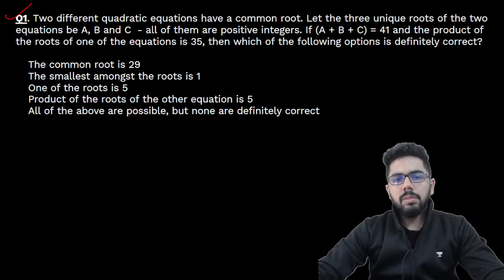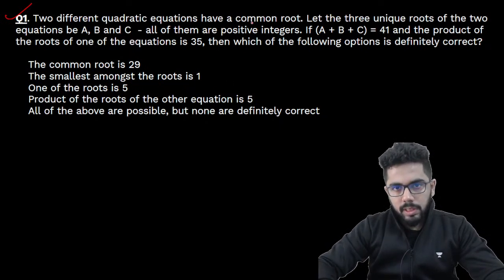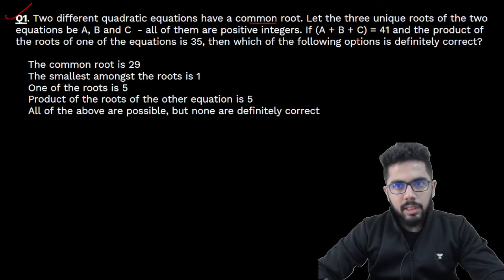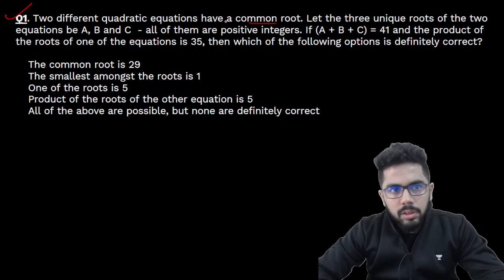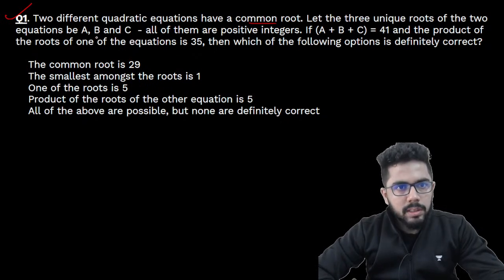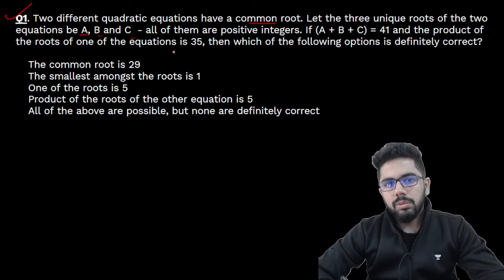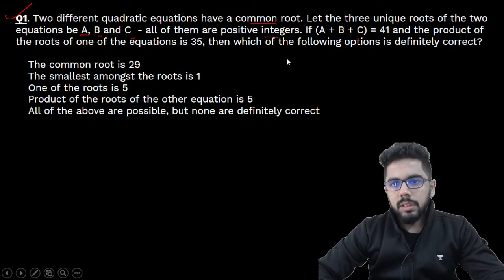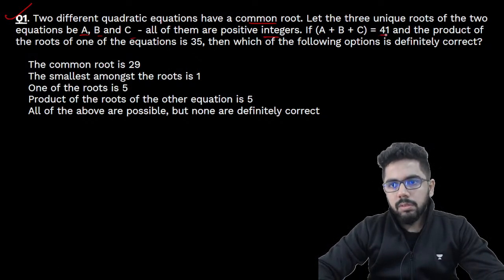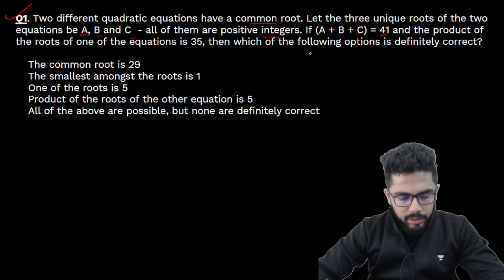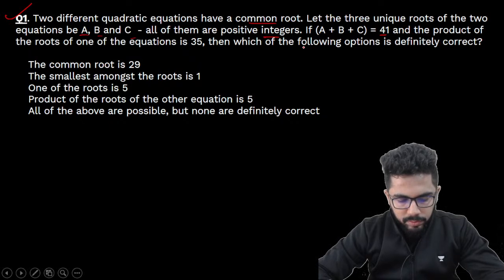Two different quadratic equations have a common root. Let the 3 unique roots of the two equations be A, B and C. And all of them are positive integers. If A plus B plus C is equal to 41, then what is the other root? Very simple question. I'll just wait for 30 seconds.